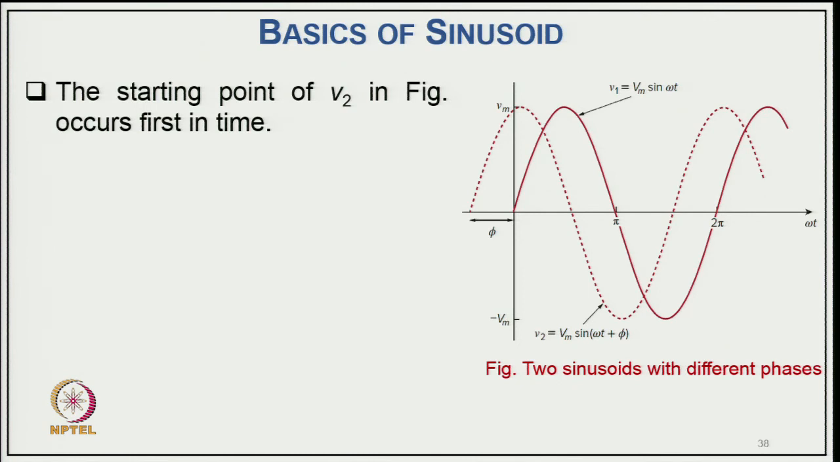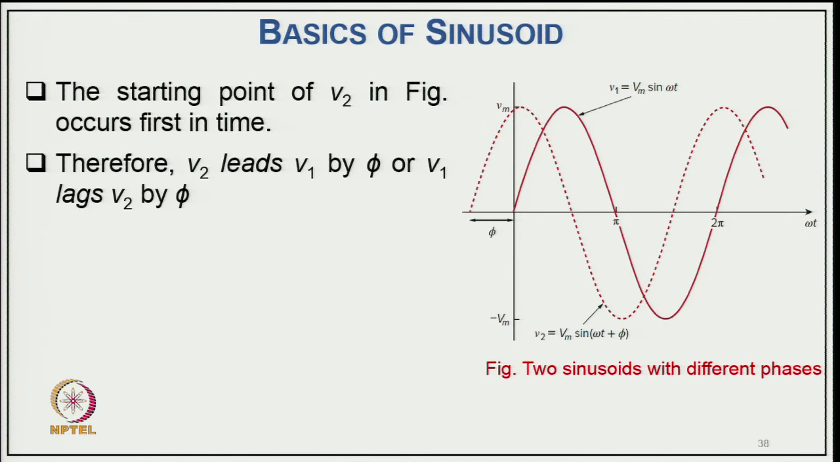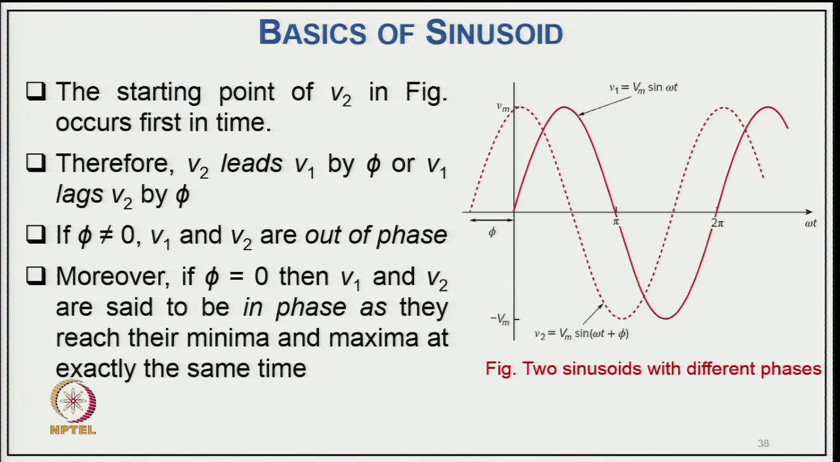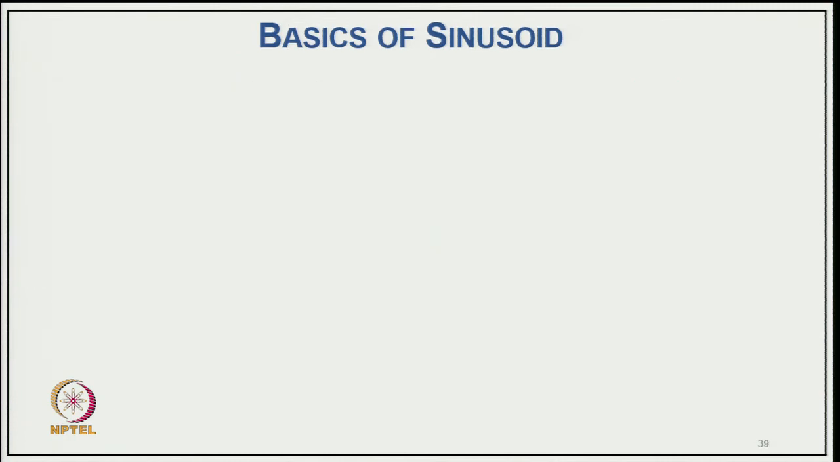The starting point of v2 in the figure occurs first in time, and therefore v2 leads v1 by angle φ, and v1 lags v2 by φ. If φ is not equal to 0, then v1 and v2 are out of phase, and if φ equal to 0, then v1 and v2 are said to be in phase as they reach their minimum and maximum values at the same time.